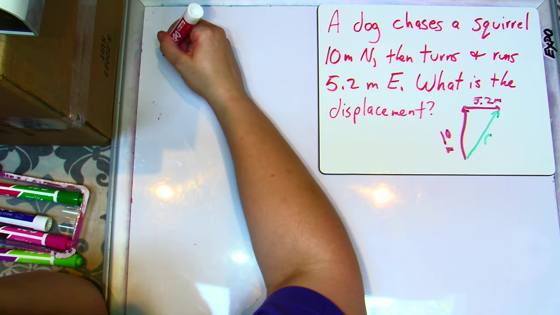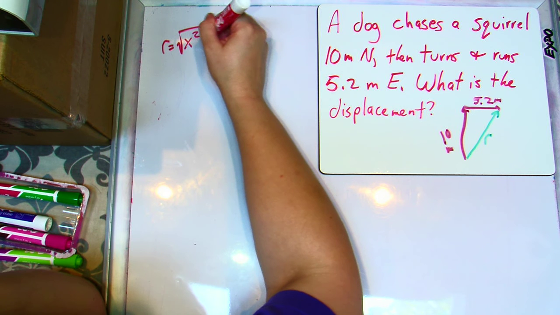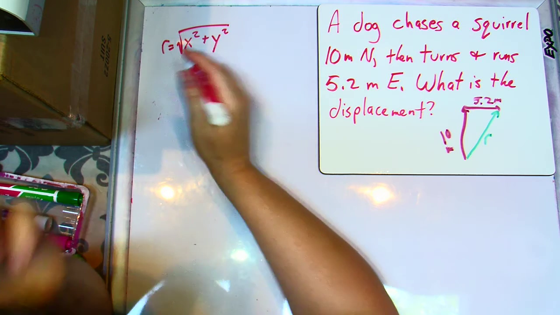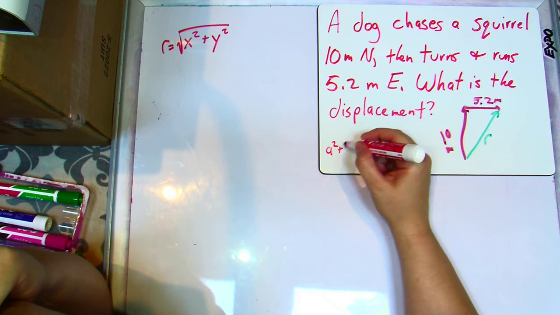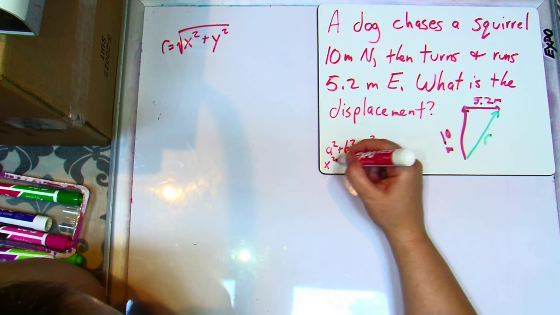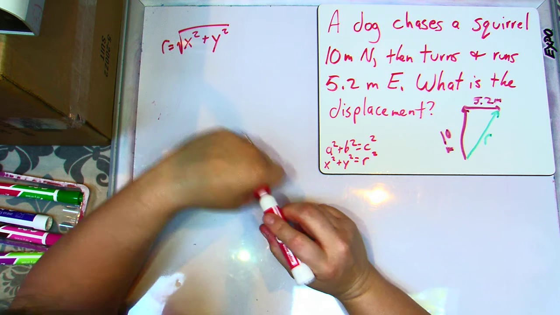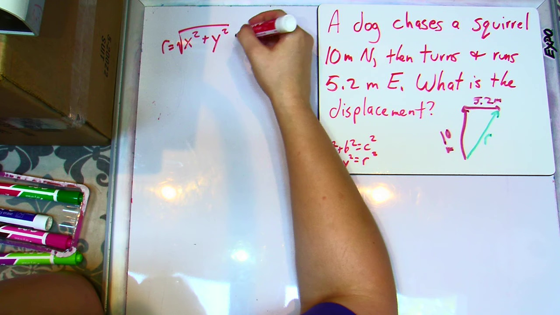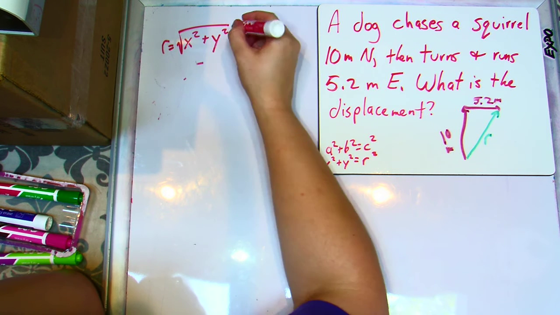So the resultant equals the square root of x squared plus y squared, which is just a rewriting of the Pythagorean theorem. Remember, the Pythagorean theorem is a squared plus b squared equals c squared. We just simply replace that as x squared plus y squared equals r, the resultant, squared. So I can plug this in. R equals the square root, actually no, is right here.